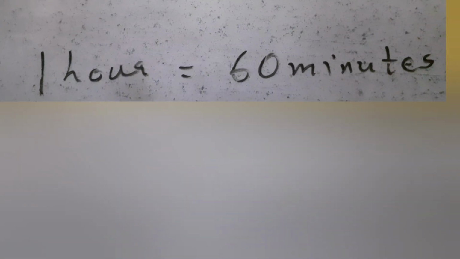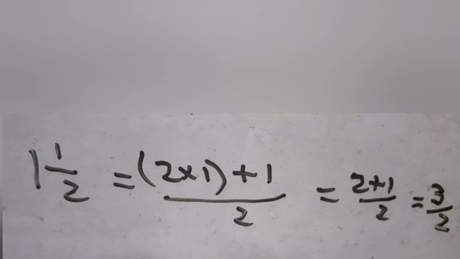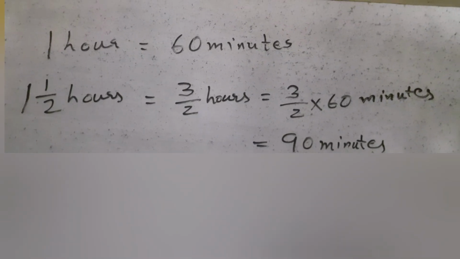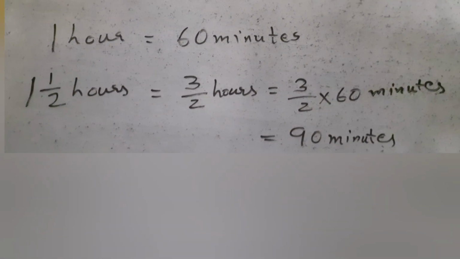I convert hours to minutes. 1 hour equals 60 minutes. For pipe B, I first convert 1.5 to an improper fraction. So 1.5 equals 3 by 2. Then multiply it by 60 to get 1.5 hours equals 90 minutes.